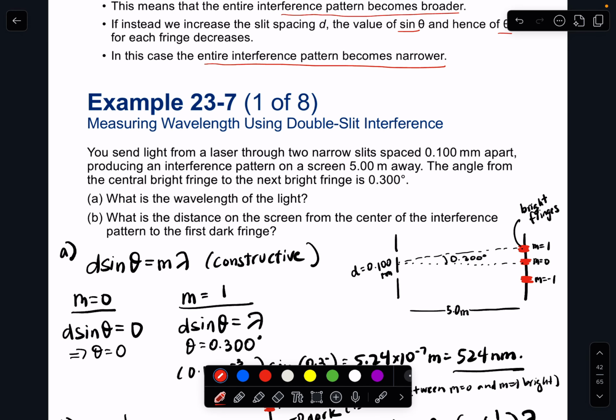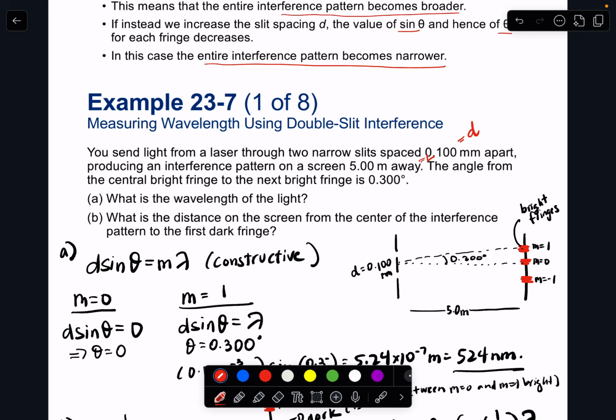So let's do an example using double slit interference. So let's say that we send light from a laser through two narrow slits, and the slit spacing is 0.1 millimeters, so that's D. And we're producing an interference pattern on a screen that's 5 meters away, so that'll be L.